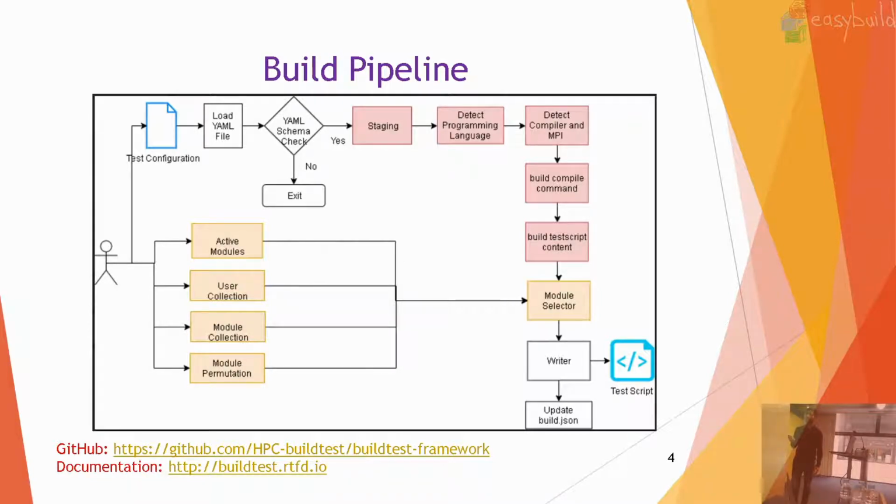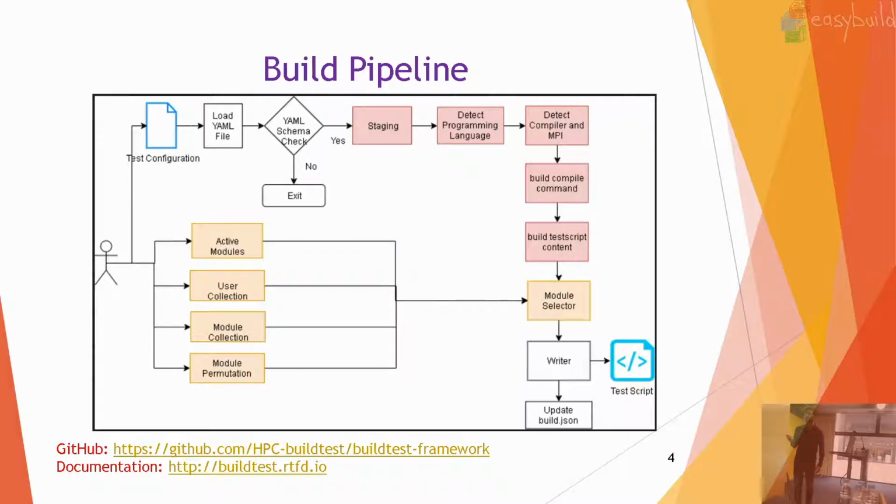And then if it passes, then it will do a detection of the programming language, because that's the first thing it's required to do, then detect the compiler, MPI, and based on that, it can actually build a command line to compile the source code, which is this step. And then it will generate the actual content of the test, which are other things like compiling, loading the modules, and then running the execution, cleaning up.